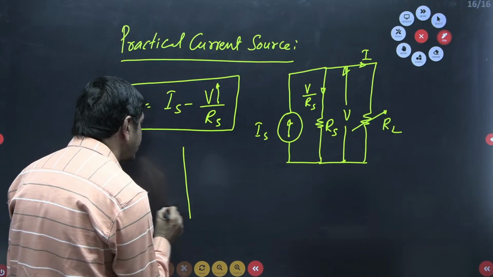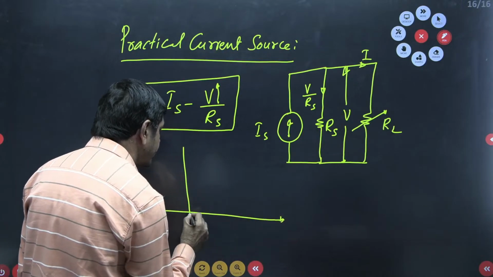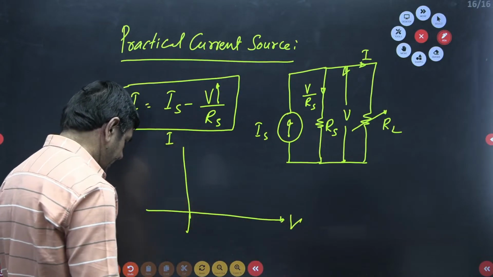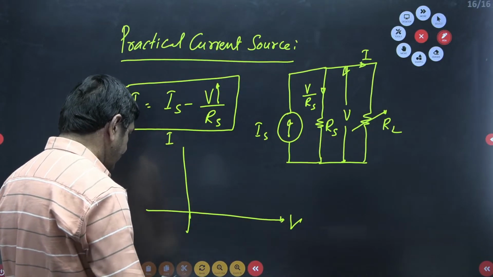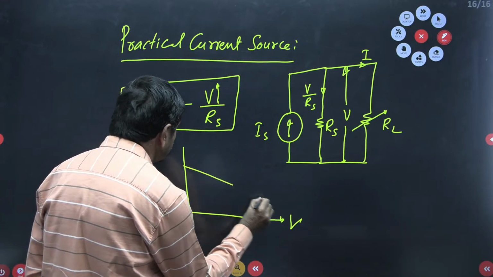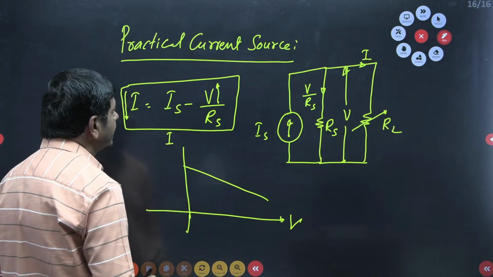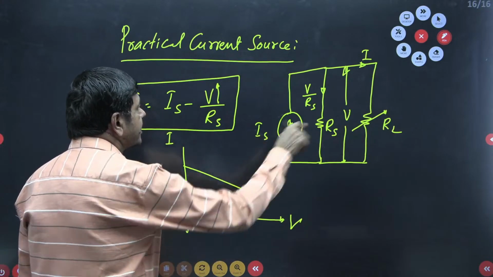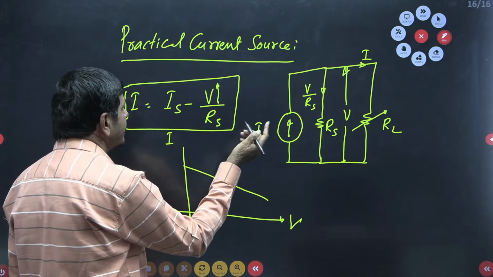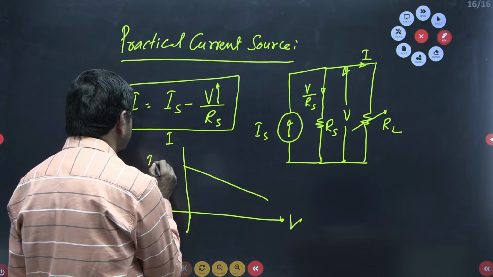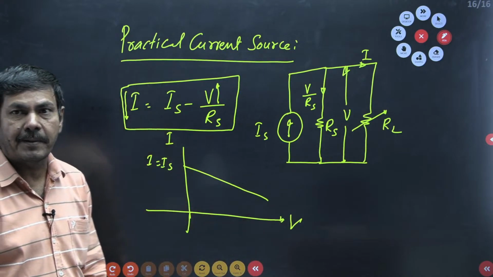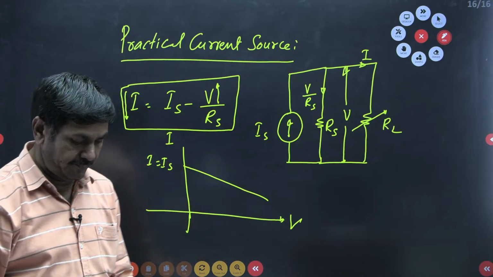The VI characteristic curve we can draw in this way. This is the current versus voltage. The diagram is to be plotted like this now. It is going to move down. Initially voltage V equal to 0, it is short circuited. If it is short circuited, I and IS are the same here. So I equal to IS and it slowly decreases. That is the practical current source I can put now.